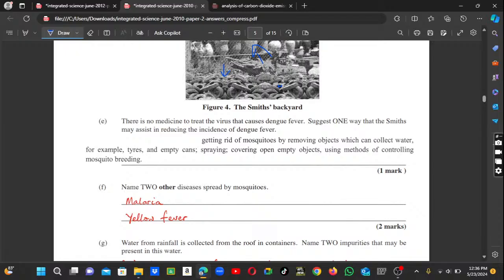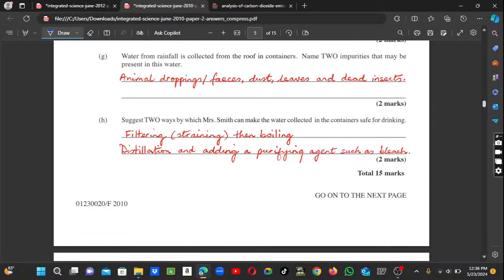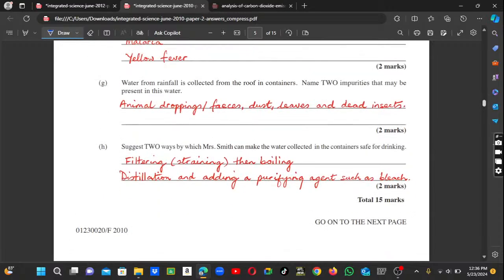Moving forward, because we have a lot to go through. Here it says water. Water from rainfall is collected from the rooftop in a container. When rain falls, we collect water off the rooftop in a container. So you need to name 2 impurities that may be present in the water.